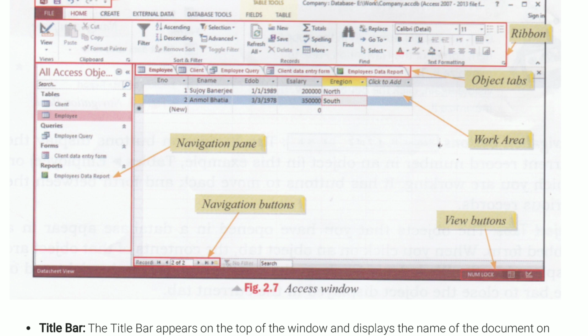Usually two common buttons are present here. These are datasheet view and design view. This status bar displays information about the current object or view.